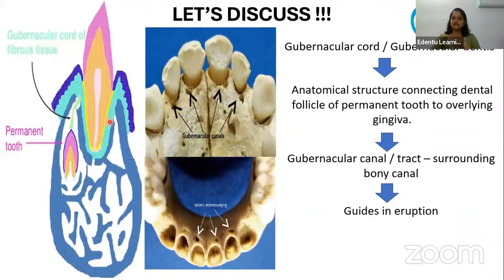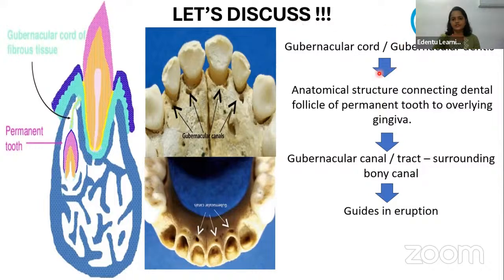This is present on the lingual side or the palatal side. Look, you can see this. This is present on the lingual side or the palatal side of the deciduous teeth. The main function of this gubernacular dentis is that it acts as a guide for eruption of the permanent teeth. It is like a guiding force, and it actually makes way for the eruption of the permanent teeth.